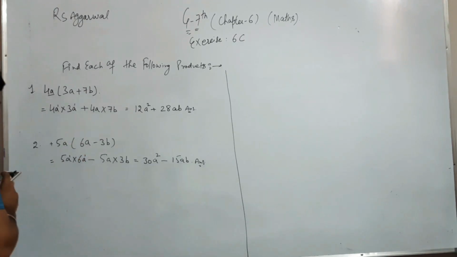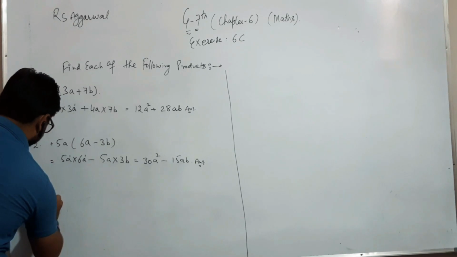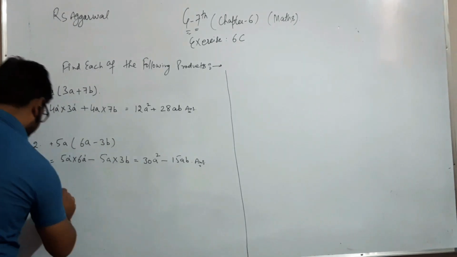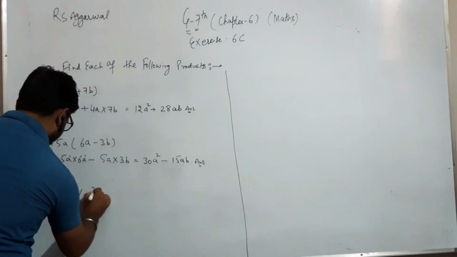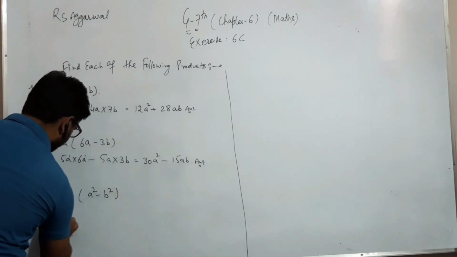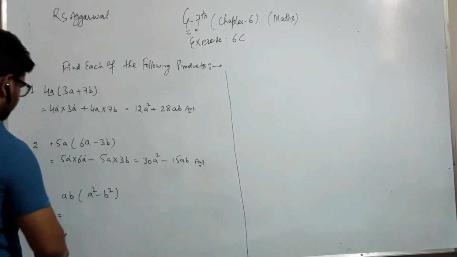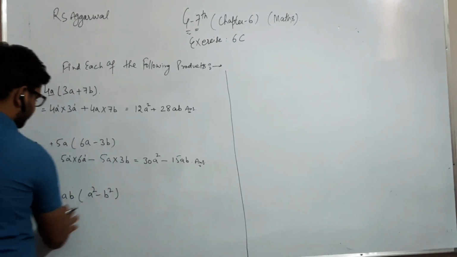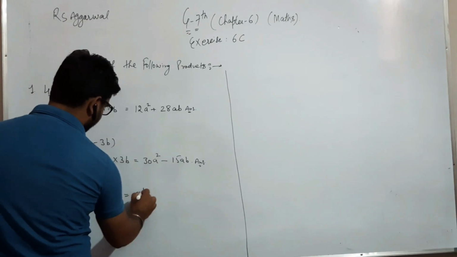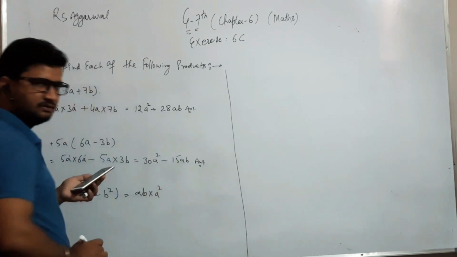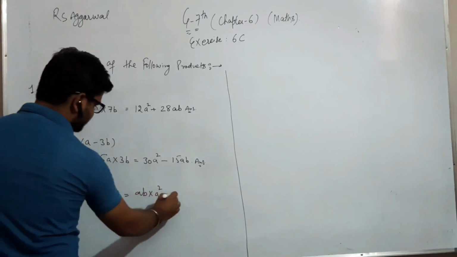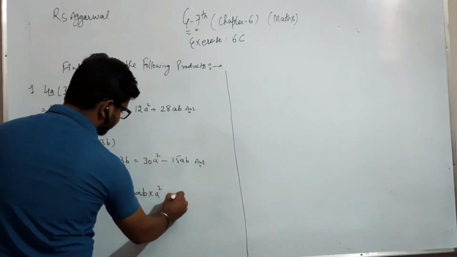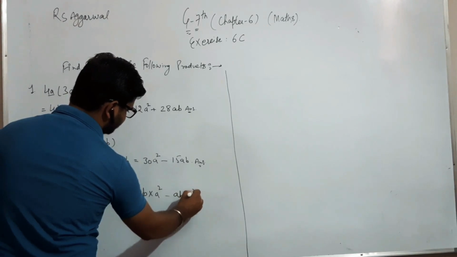This is the fifth question we will do now. The rest you will do yourself, the rest are easy, you have to do them similarly. So the fifth question is ab multiplied with a raised to power 2 minus b raised to power 2. In this question first we multiply ab with a square, and then this minus sign, ab is multiplied with b square.